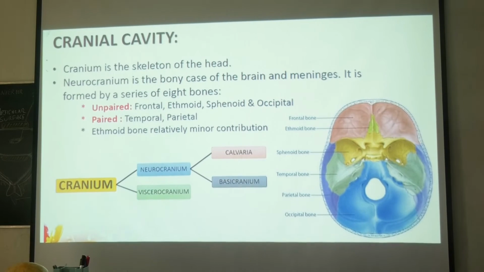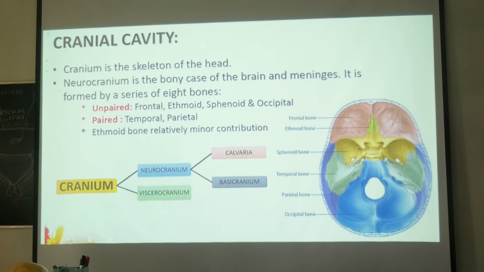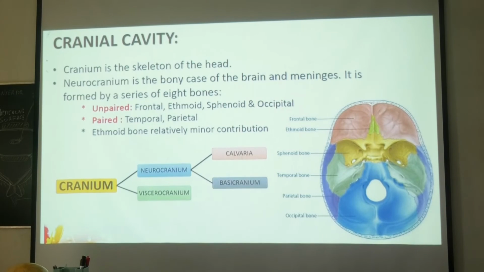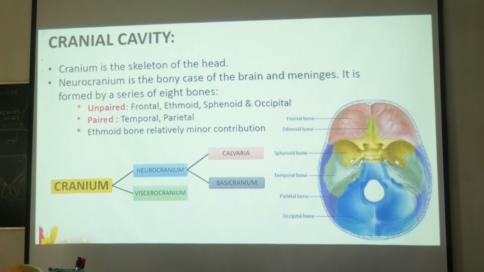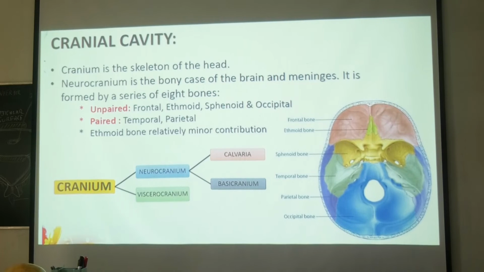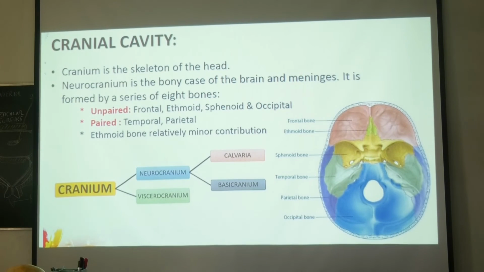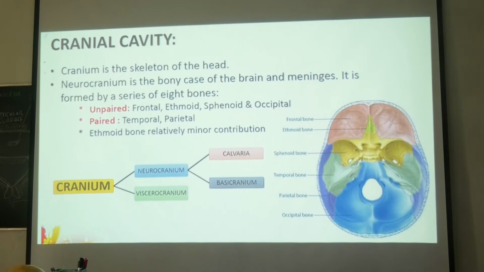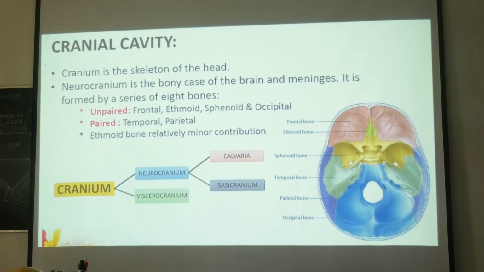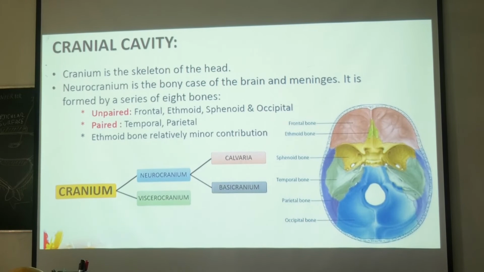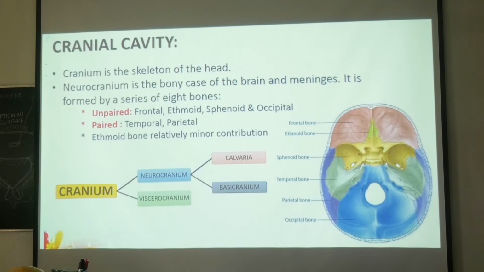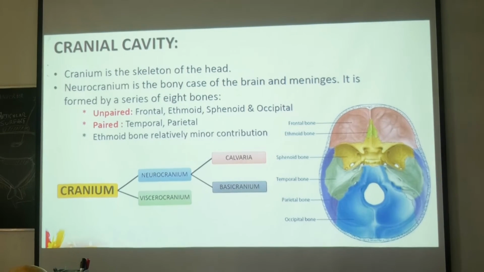Violet one is the 2 parietal bones, and posteriorly this part, sky blue colored one, this one is the occipital bone. So these bones are forming the base of the skull and the 3 cranial fossas. So cranium is divided into 2 parts mainly, neurocranium, which is containing the brain and the meninges, and the viscerocranium. Viscerocranium is forming the facial skeleton, facial bones. So neurocranium, when it is cut, it is divided into 2 parts, calvaria and basic cranium.